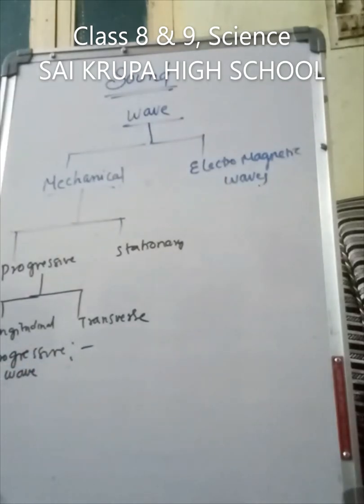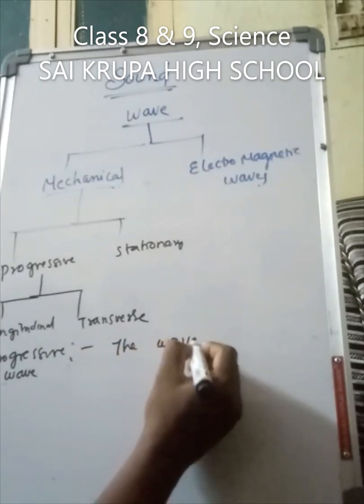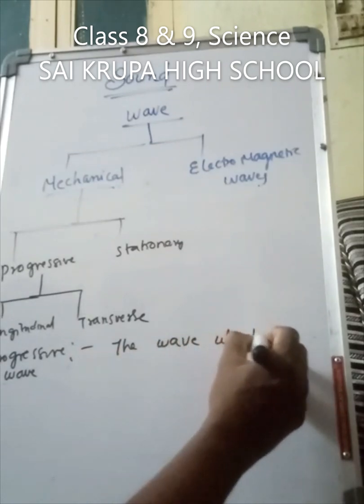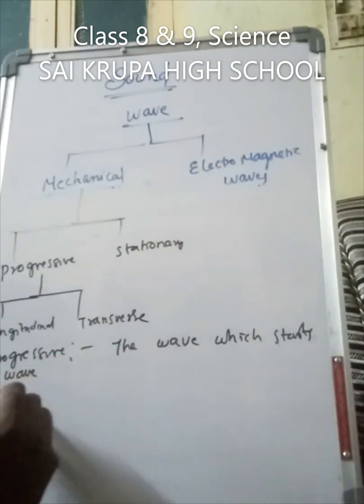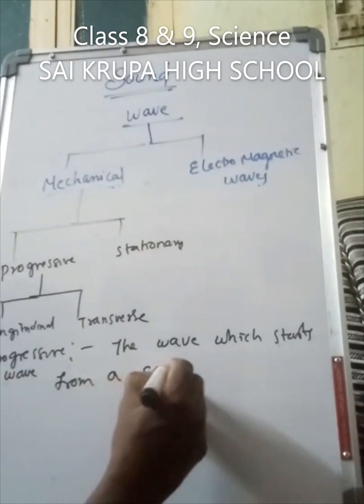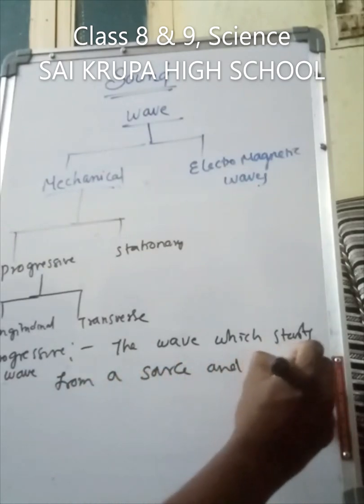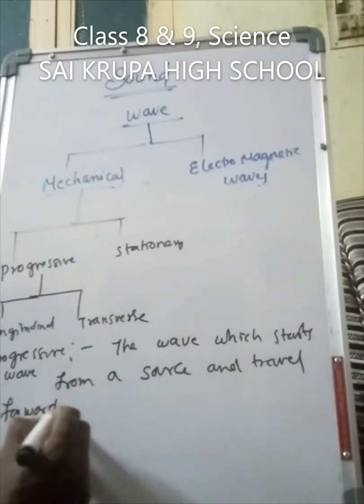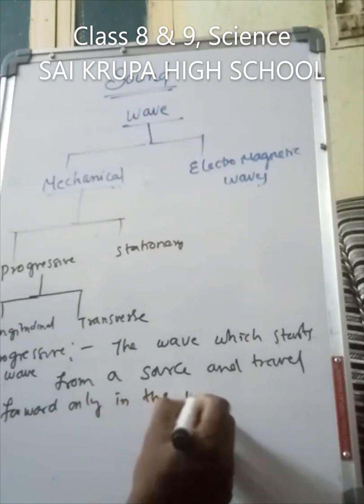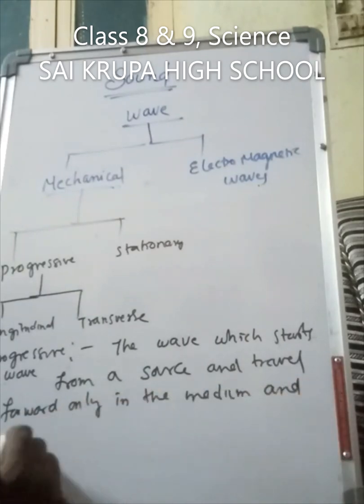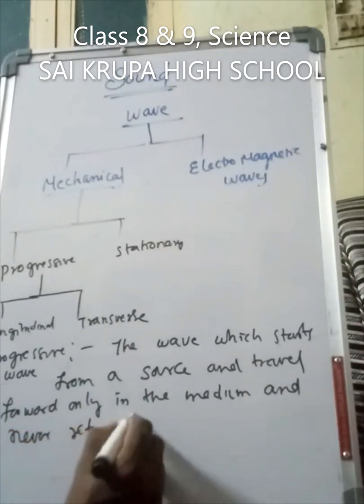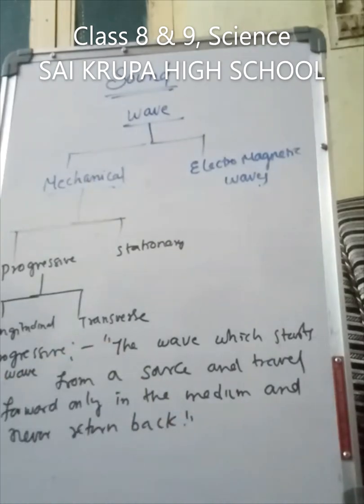What is the meaning of progressive wave? The wave which starts from a source, and travels forward only in the medium and never returns back. Such a wave is called a progressive wave. So the wave which starts from a source and travels forward only in the medium and never returns back is called a progressive wave.